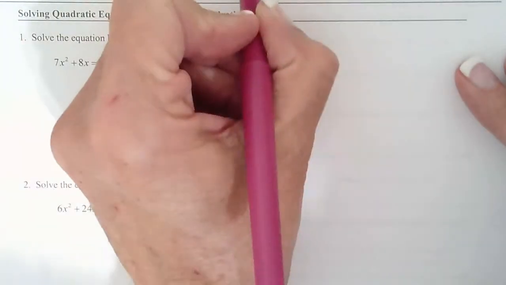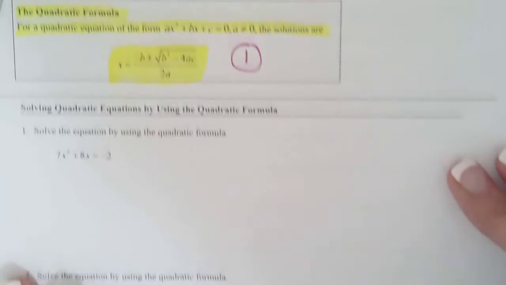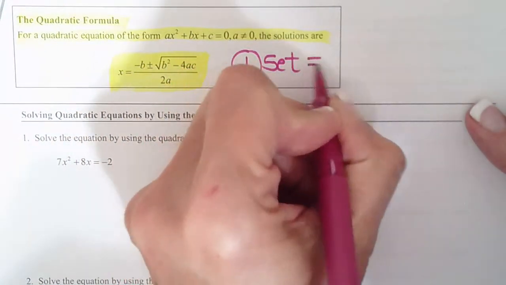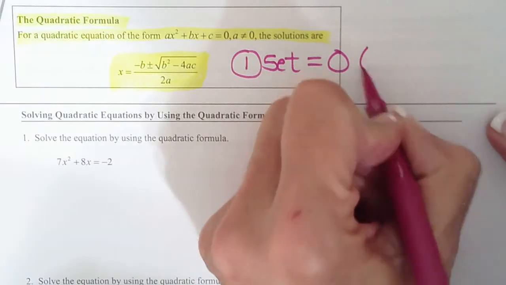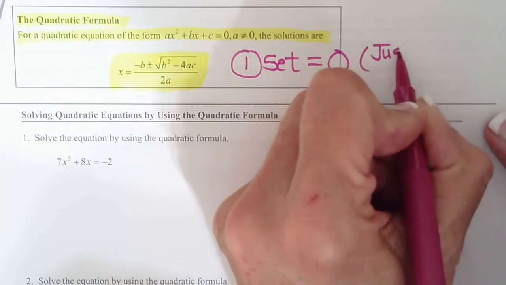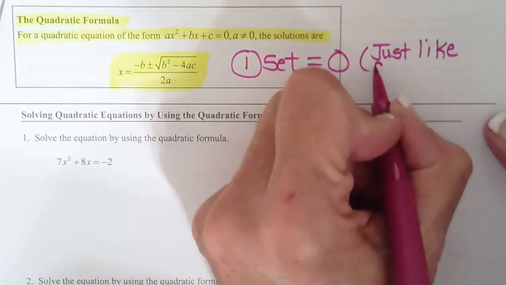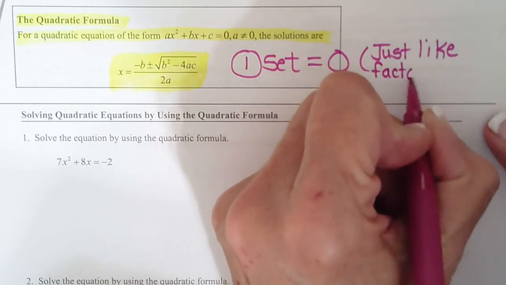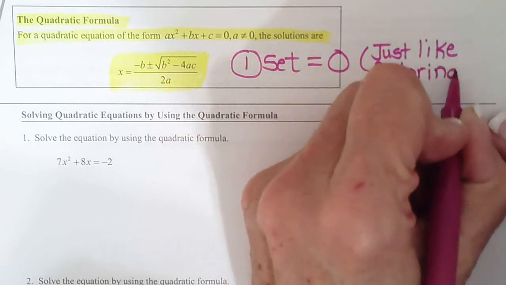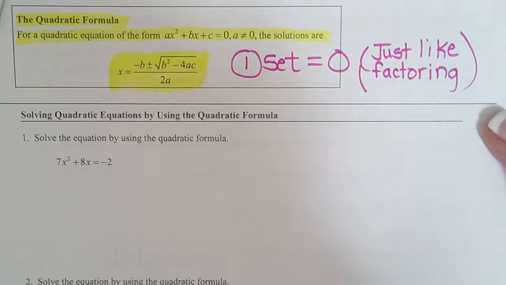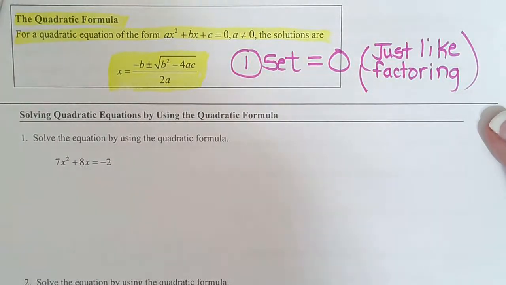So step 1 of quadratic formula, let's go up here and write it, is set equal to 0, just like when you're factoring. So you don't move the constants over to the right like we did with completing the square. We do it like we did with factoring. Always set it equal to 0.